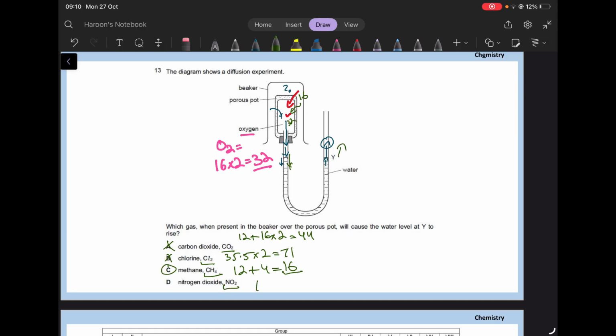For D, this would be 14 plus 16 multiplied by 2. This should actually give us 46. So 46 is bigger than 32. We needed a mass of less than 32. So the correct answer has to be C in this case. So next question.